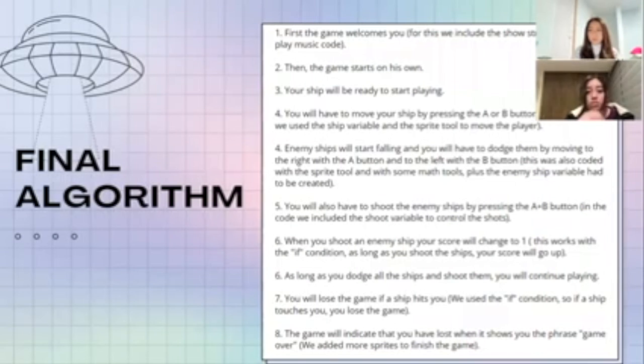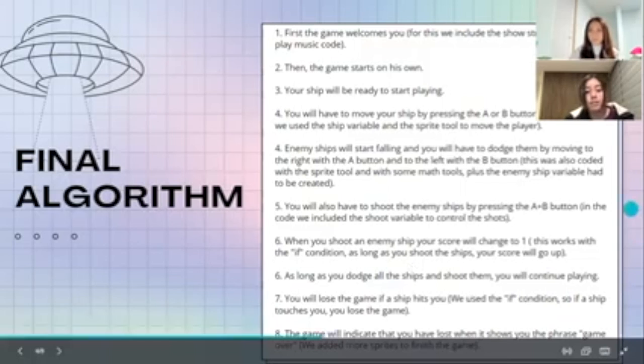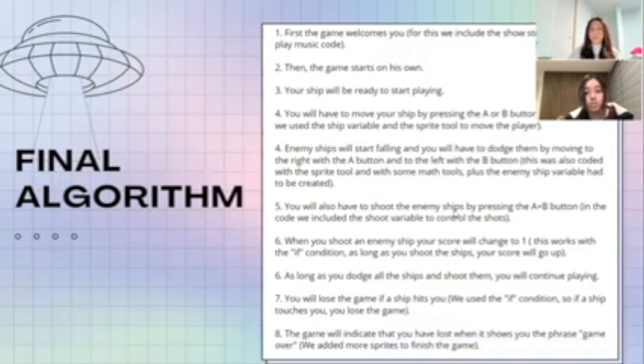You will have to move your ship by pressing the A or B button. For this to work, we use the ship variable and the sprite tool to move the player. Enemy ships will start falling, and you will have to dodge them by moving to the right with the A button and to the left with the B button. This was also coded with the sprite tool and with some math tools. Plus, the enemy ship variable had to be created.